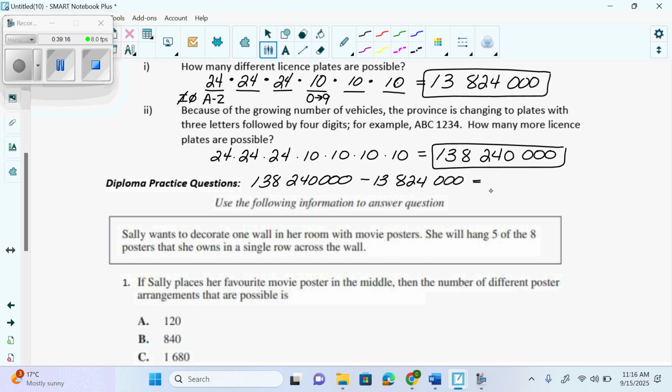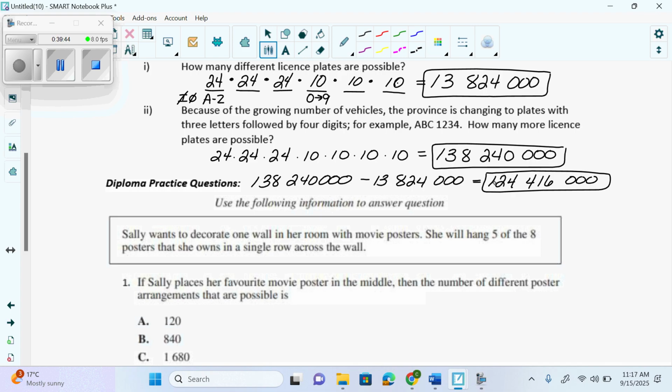Does anyone have an answer? 124,416,000. And they will have that answer there because it's the correct one, right? Another answer I would put is this one, the one if you did the old way.